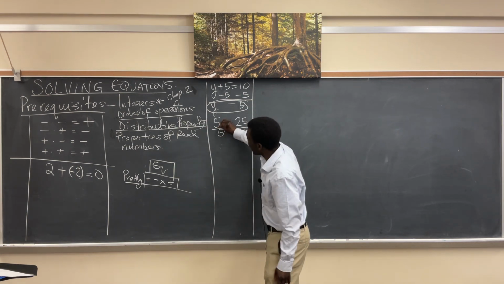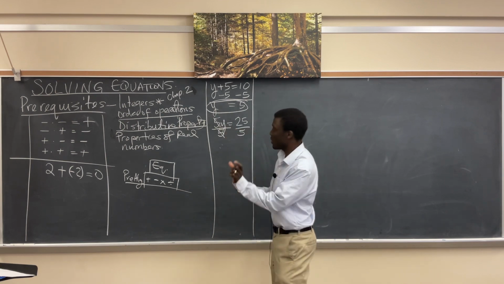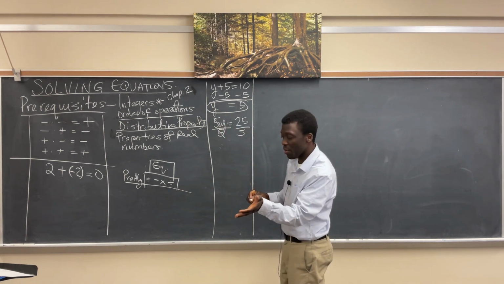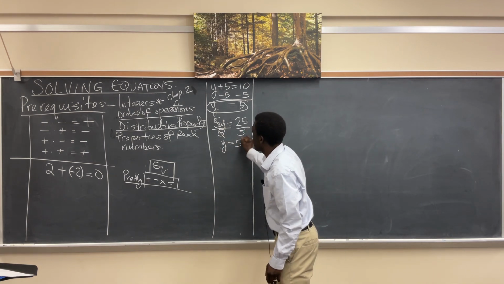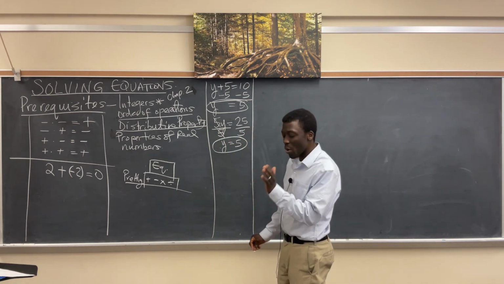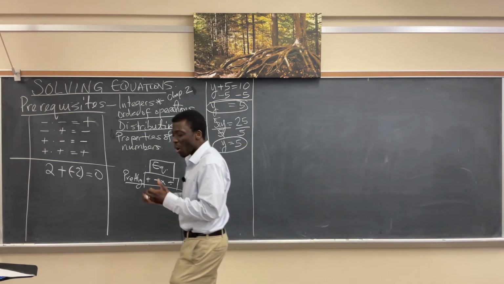And the reason why you're doing that is because you're trying to get rid of 5 on the left side, but if you divide by 5 on the left side, you have to divide by 5 on the right side, so y is equal to 5 as well here. So one-step equations again, and if we understand the properties of real numbers, right?